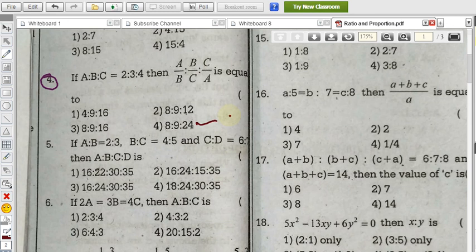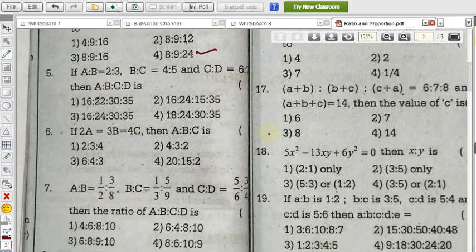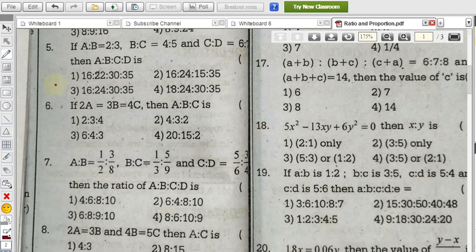Any question is given, you can just take some constant k, then easily solve it. Okay, fifth is also the same, similar to the third. We can do the sixth one. If 2a is equal to 3b is equal to 4c, then a is to b is to c is equal to dash. Same, the a value, b value, c value you need to find out first.